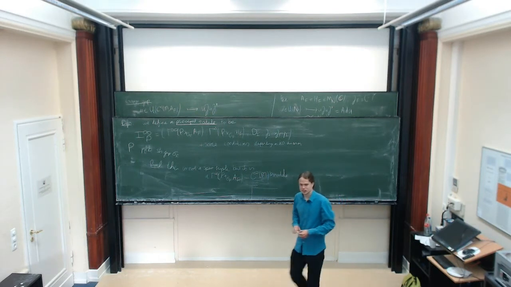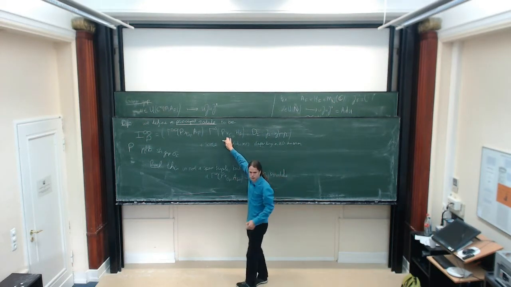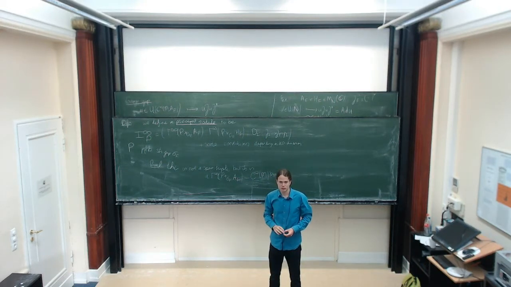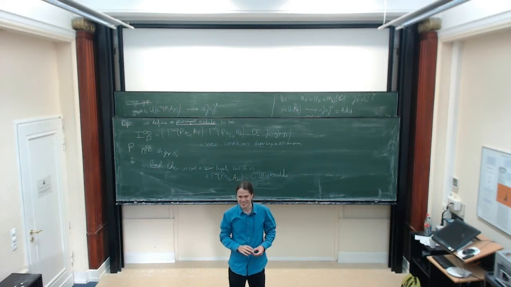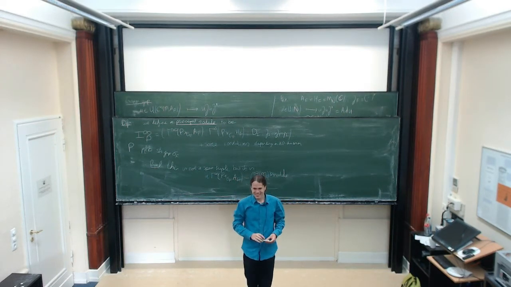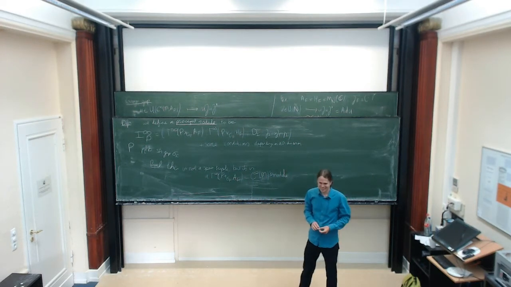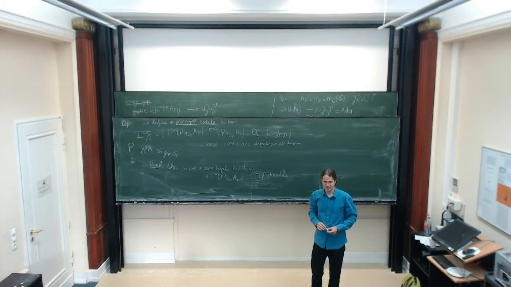Can I still interpret this gamma infinity as the matter field of the theory? Yes. Okay, so it's not a spectral triple in the usual sense. Okay, I can still describe a physical system with this non-spectral triple.